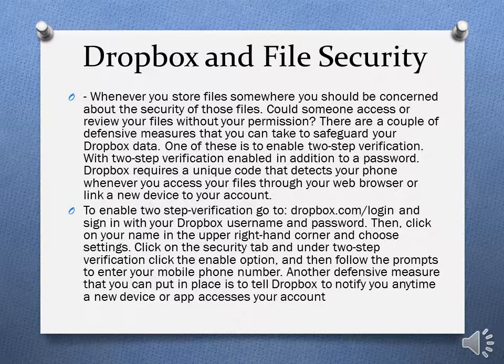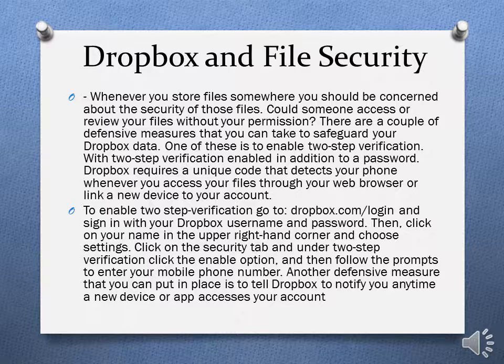One of these is to enable the two-step verification. With the two-step verification enabled, in addition to a password, Dropbox requires a unique code that is sent to your phone whenever you access your files through your web browser or link a new device to your account. So to enable the two-step verification, you would go to dropbox.com/login, sign into your account with your username and password, click on your name in the upper right-hand corner, and choose the settings, click on the security tab, and under the two-step verification, click and enable the option. And then follow the prompts to enter your mobile phone number.